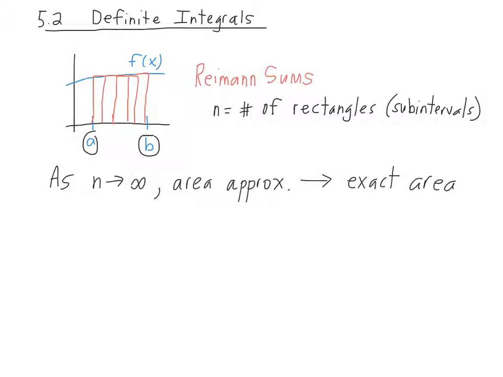Okay. And we tend to use lowercase n to represent the number of rectangles, but a lot of times we'll use the word subintervals. Okay, so we can say that as n approaches infinity, in other words, if we were to draw an infinite number of rectangles, then what's going to happen is we're going to see our wasted space either below the curve or above the curve minimized, so our area approximation is going to be approaching the exact area. Okay, so the more rectangles we draw in, the better the approximation.